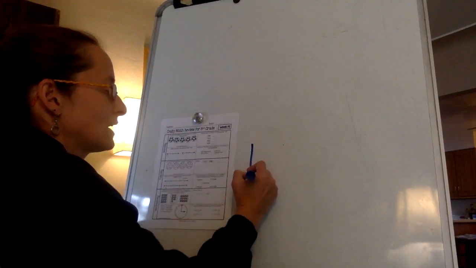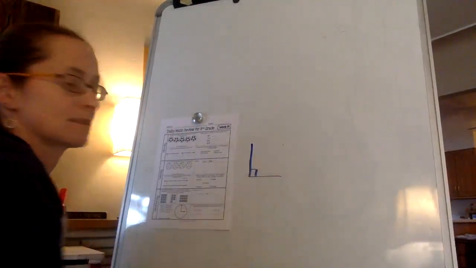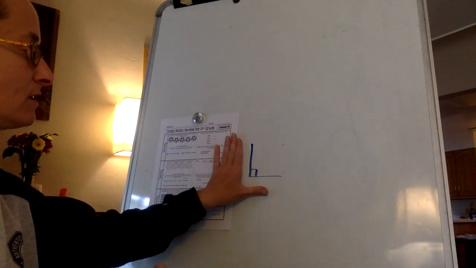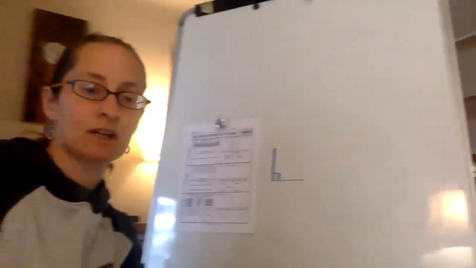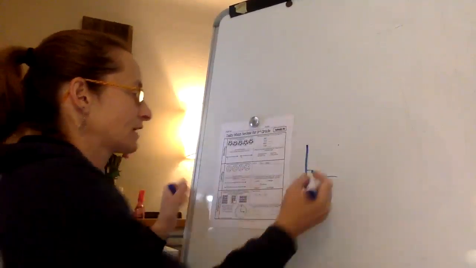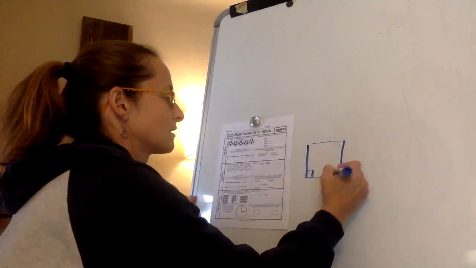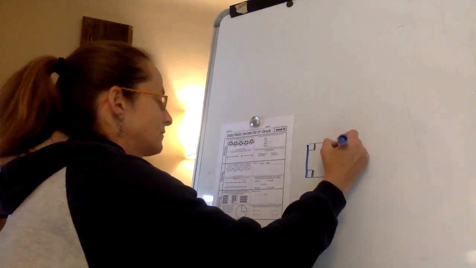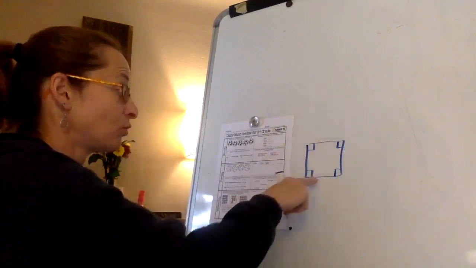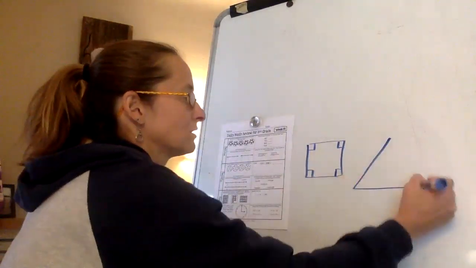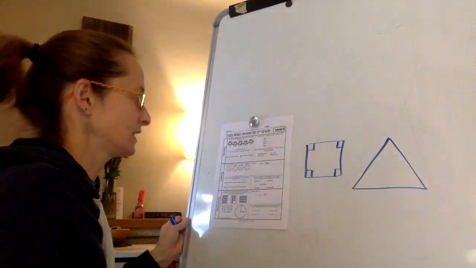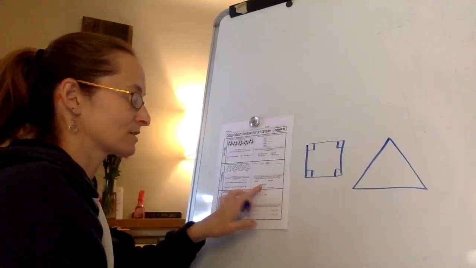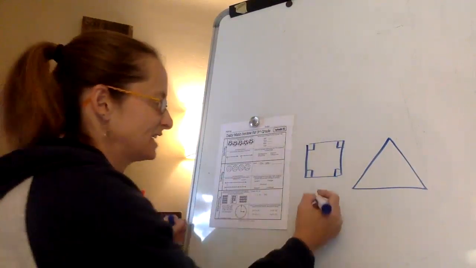Remember, right angles look like this. It's where they form that L, a perfect square corner. Okay, so if I think about a square, I see 4 right angles. It only has right angles. A triangle, well, that one doesn't have any. A rhombus, remember that's the one that kind of looks like a kite.